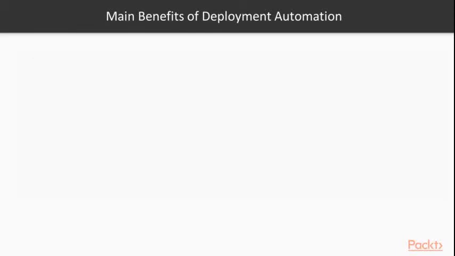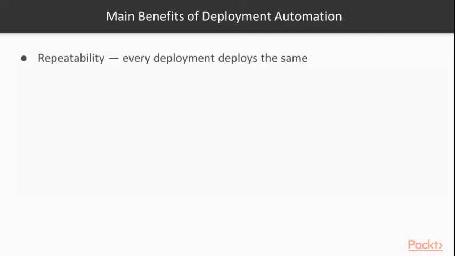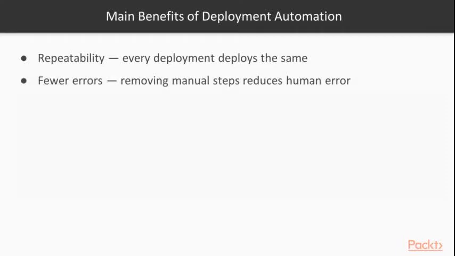So let's see the main benefits of deployment automation. First benefit is repeatability. So every deployment deploys the same version, the same artifact and the same application. So we can repeat the process all over again. The second benefit is that we have fewer errors because we are removing manual steps, reducing human error. Always in software applications and software, the human factor is the most critical one and error prone. So we need to automate everything throughout the deployment process.